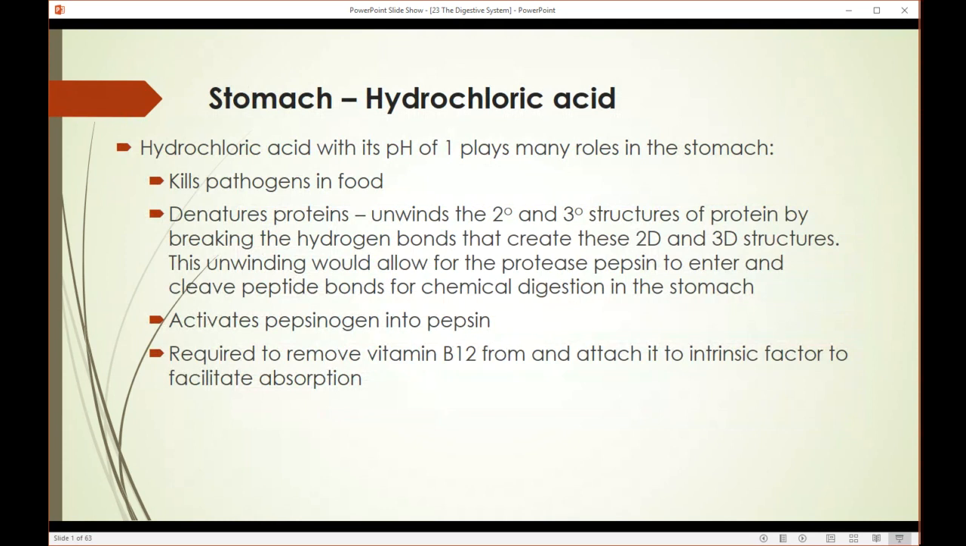So the hydrochloric acid, with its pH of 1, it's going to play lots of different roles within the stomach. So first off, it's going to help to kill pathogens within the food. Okay? It also helps to denature proteins.